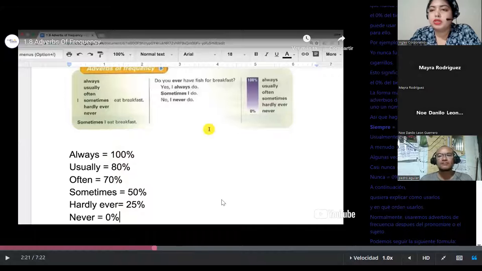And in this case, I'm going to show you a table that is similar to this one, but it has some other variants. For example, here we have always, that is 100%, usually, that is 80%, often is 70%, sometimes is 50%, hardly ever 25%, and never, that is zero.